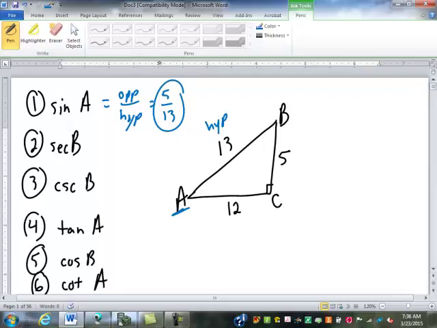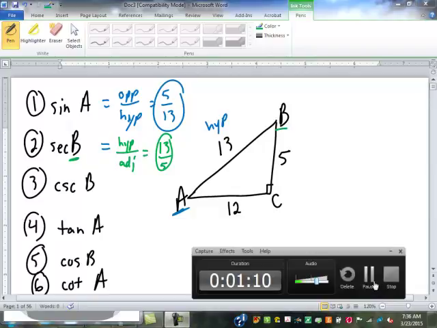5 over 13. So for secant B, secant is hypotenuse over adjacent. So hypotenuse is 13. If we're looking at angle B, the adjacent leg is 5. So 13 over 5. You could leave it like that, or you could change that into 2.6 if you wanted to. So I'm going to pause again and let you guys finish.